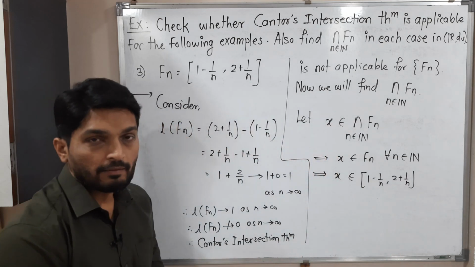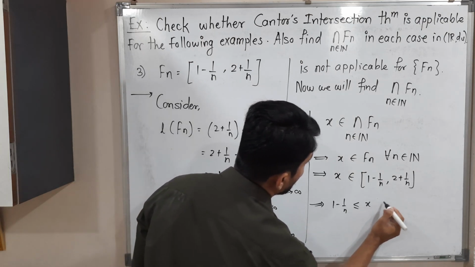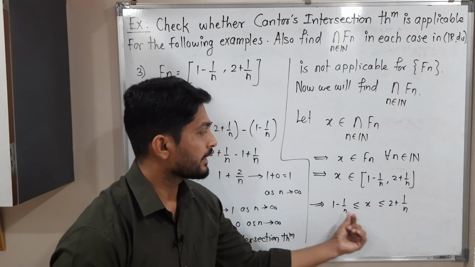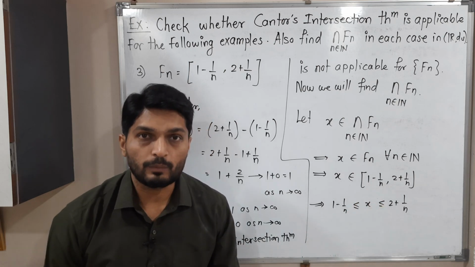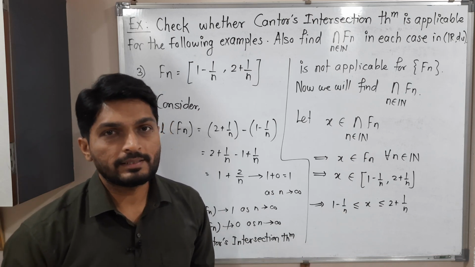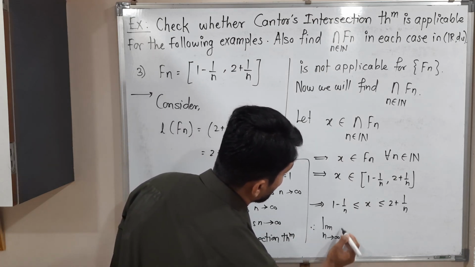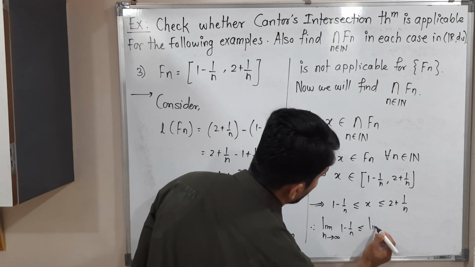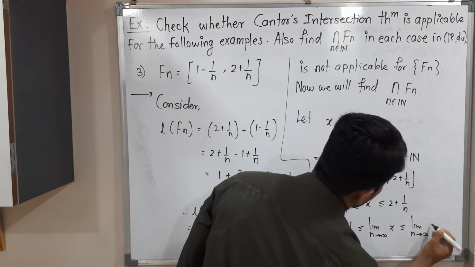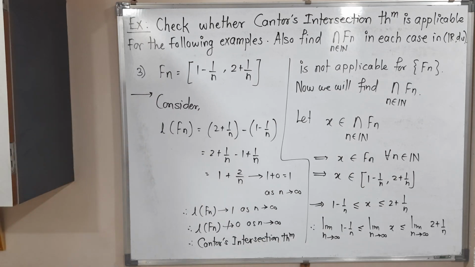It lies in the interval, it means 1 minus 1 by n is less than or equal to x, which is less than or equal to 2 plus 1 by n. Okay, so x lies in the interval, that means x is greater than or equal to the first point and x is less than or equal to the last point, or endpoint. What will I do? I will apply the limit to all sides as n tends to infinity. Therefore, the limit as n tends to infinity of 1 minus 1 by n is less than or equal to the limit of x, which is less than or equal to the limit as n tends to infinity of 2 plus 1 by n. Just make a screenshot of it, then we will go further.